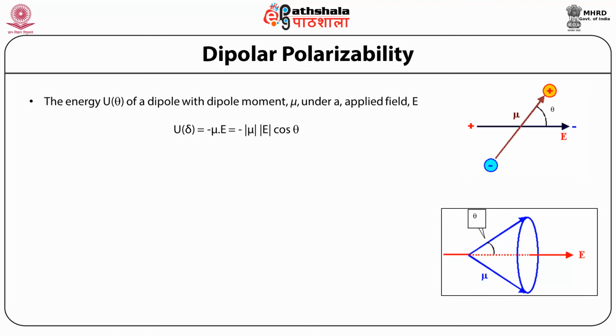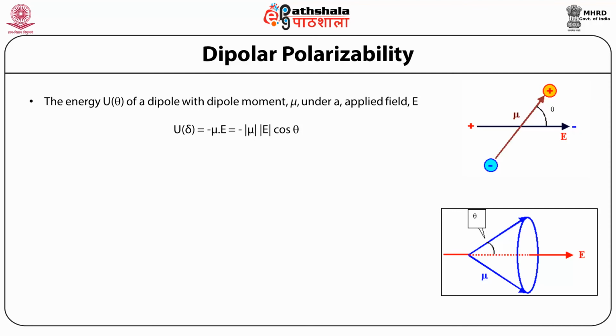So here mu and E are the magnitude of mu and the magnitude of E. So now what it means in the 3D world is that we would have a cone of dipoles having an angle theta around the applied field E, which points along the axis of the cone, which is shown in this figure. So the total internal energy of the whole material would be the sum of internal energies of all these cones.